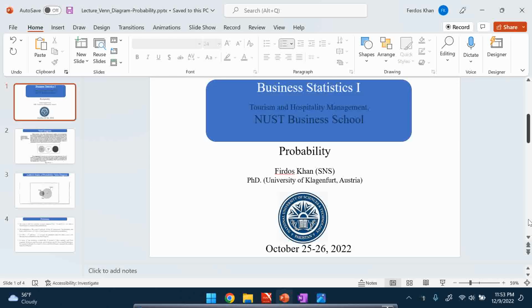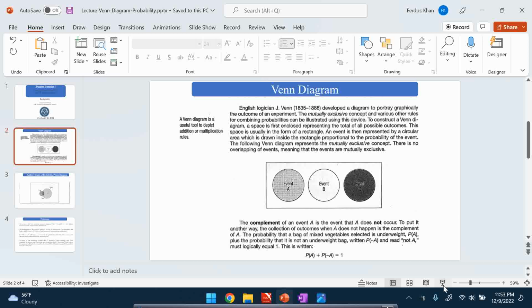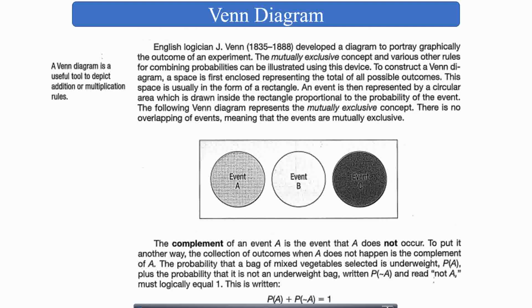This diagram was first presented by J. Venn in 1835 to 1838. In this diagram, the sample space is represented by a rectangle, and the events are represented by circles. This is one of the easiest ways to express probability problems, and it can help make the solution easy. So let's move towards some examples of how we can develop a Venn diagram for different problems.